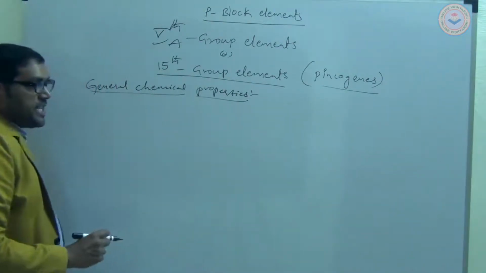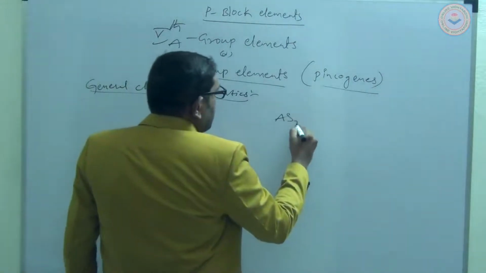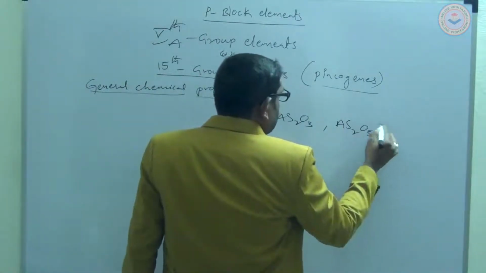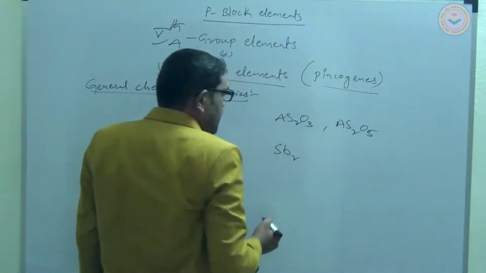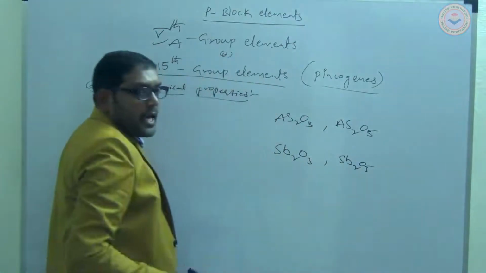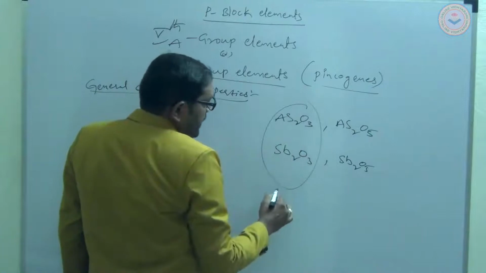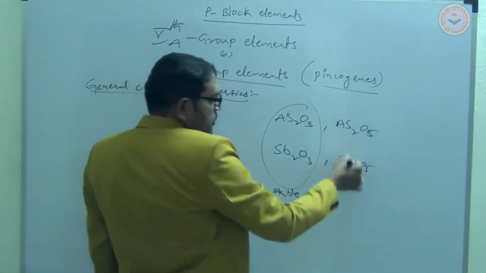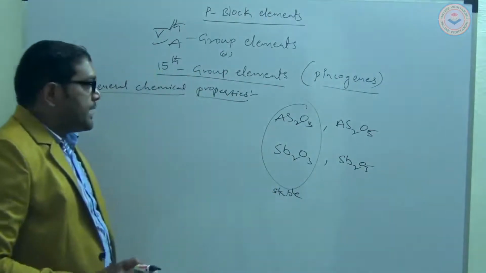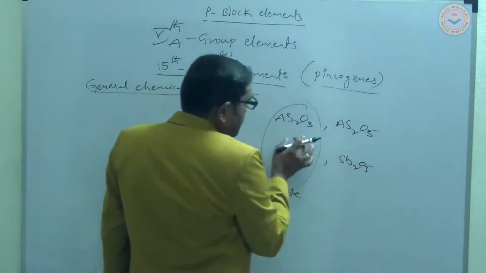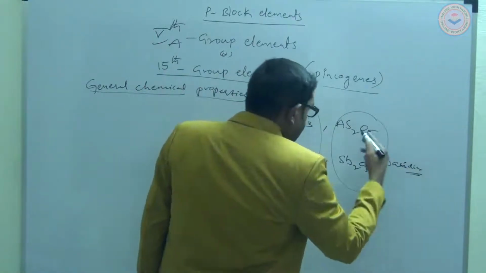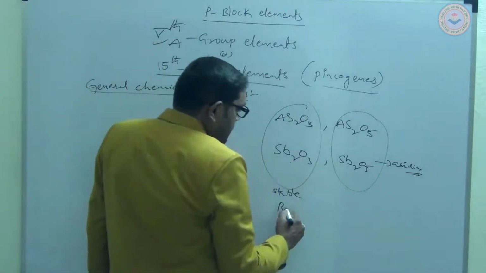Next, arsenic and antimony. Arsenic and antimony form trioxides and pentoxides. Trioxides are stable as compared to pentoxides. The trioxides are basic, and the pentoxides are acidic. These are acidic oxides, and these are stable and basic.